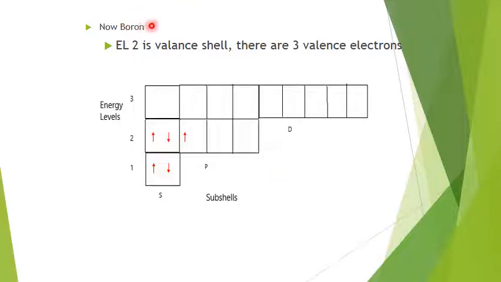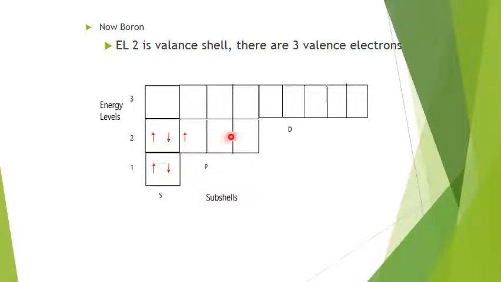Okay, boron has 5 electrons. Do the same thing. First electron goes in, up, second one down, third one up, fourth one down. So now you filled up the S in energy level 2. Now you have to go to the P subshell. And so you put the first one in here.